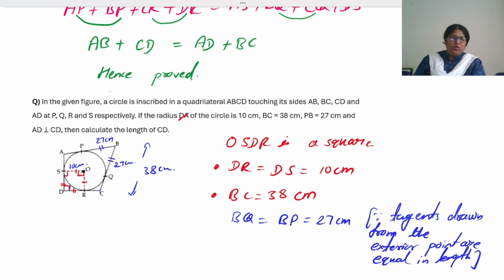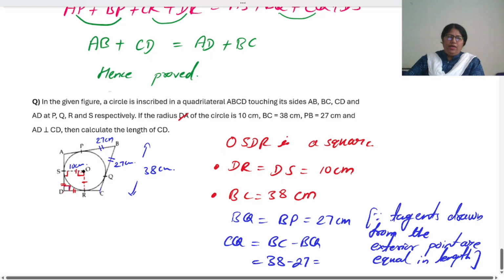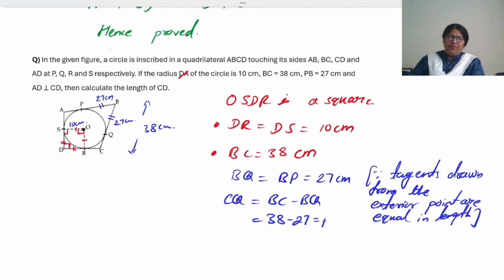Now BQ is equal to BP. So what is going to be CQ? CQ will be BC minus BQ. So you can subtract here 38 minus 27, which is going to be 11 centimeter. Right, so your CQ length is known. Now this is the second part. Now can I write down here CQ will be equal to CR, which will be 11 centimeter, using the same reason.